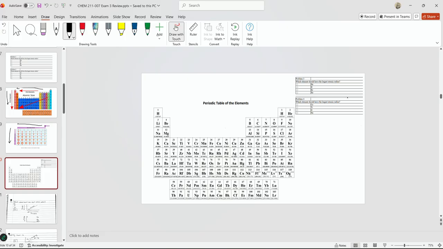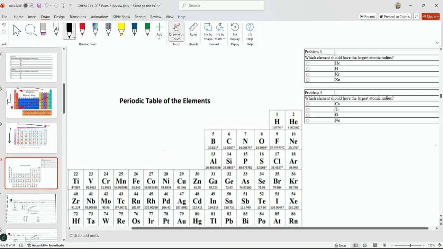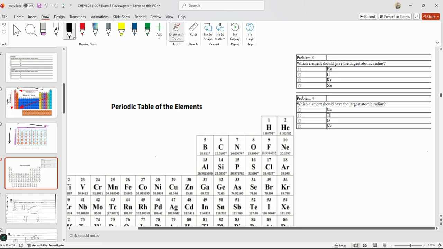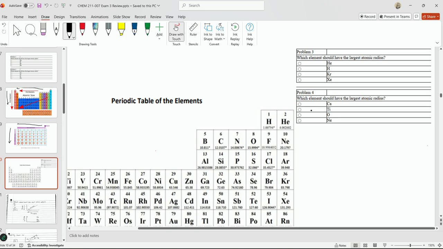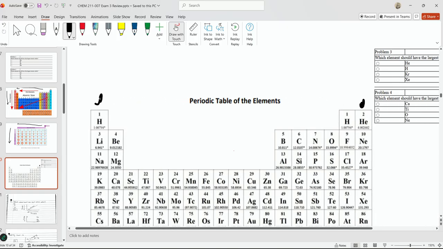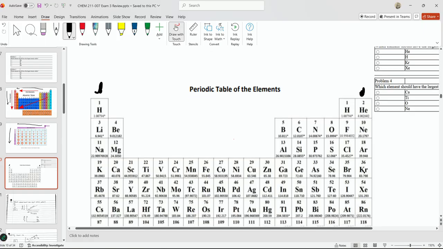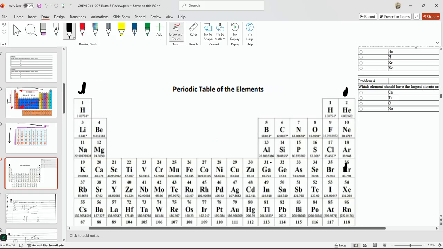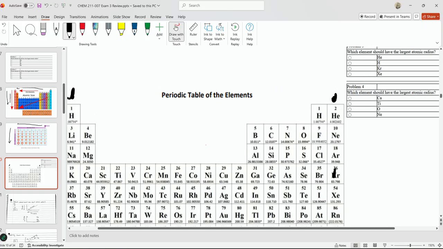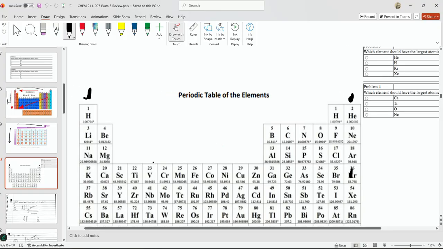For instance, let's do question number 3, right? Which element should have the largest atomic radius? Let's try to figure out where each element is in the periodic table. So we have He over here, right? We have H over here, right? Kr is over here. And Xe is over here somewhere.